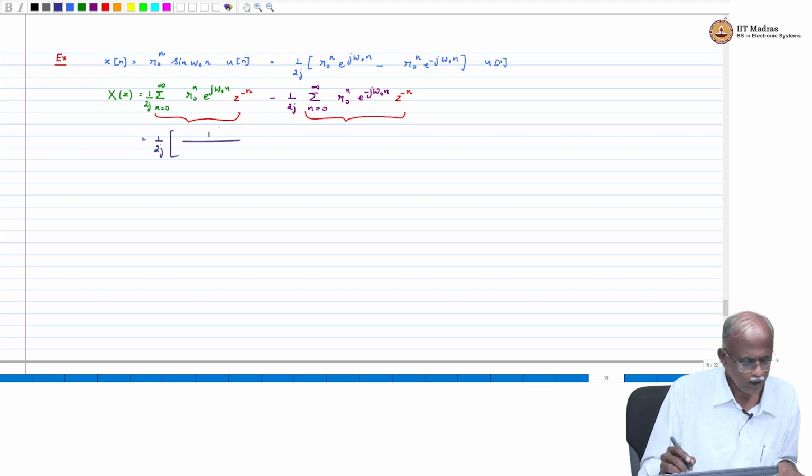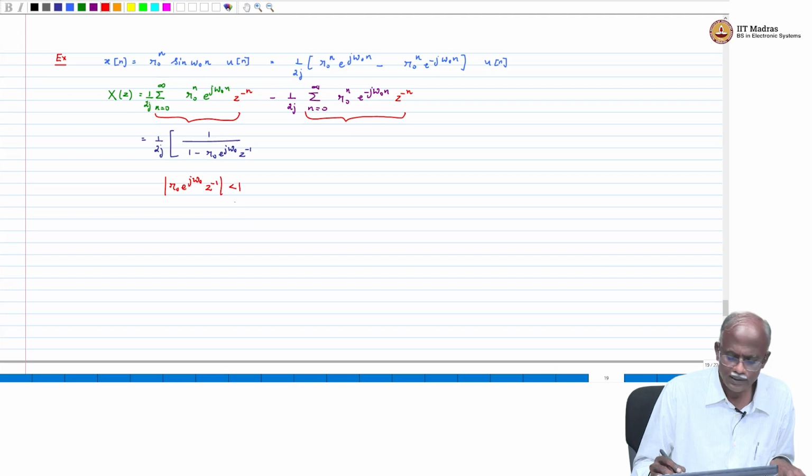This will be 1 over 1 minus r naught e power j omega naught z inverse under the condition that mod r naught e power j omega naught z inverse is less than 1. This is the same condition that mod z is greater than r naught.